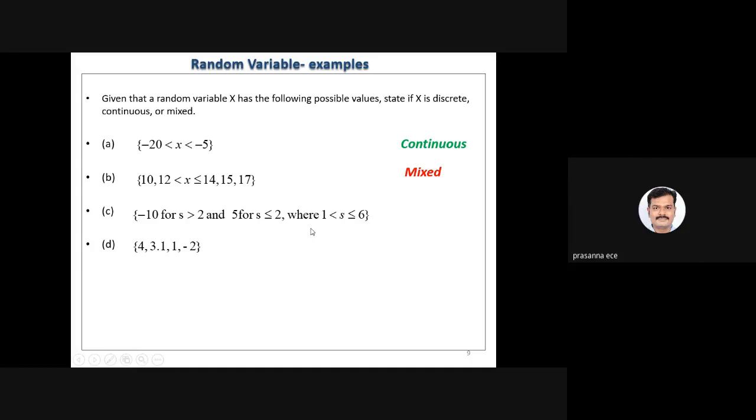Is it mixed or discrete? Yeah, it is discrete because it takes only two values, minus 10 and 5. It doesn't take any other value. So it is a discrete random variable. So what about the last one? Obviously, it is discrete because it just takes some discrete values: 4, 3.1, 1, and minus 2.